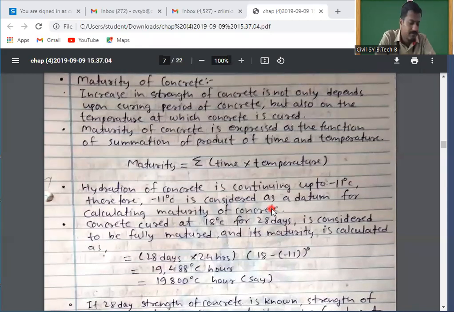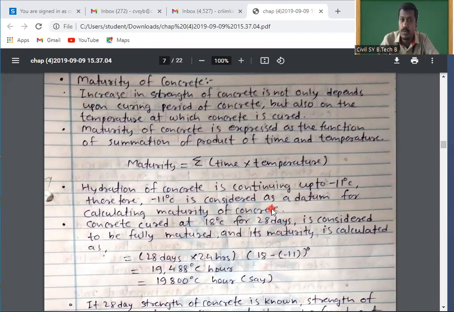In case of cement, in case of concrete also, we need to consider the maturity concept. What is maturity of concrete? The maturity of the concrete is nothing but the relation between its time and temperature. So whatever the product of time and temperature, we can call it as the maturity of the concrete, because the concrete is going to gain the strength with respect to some time.